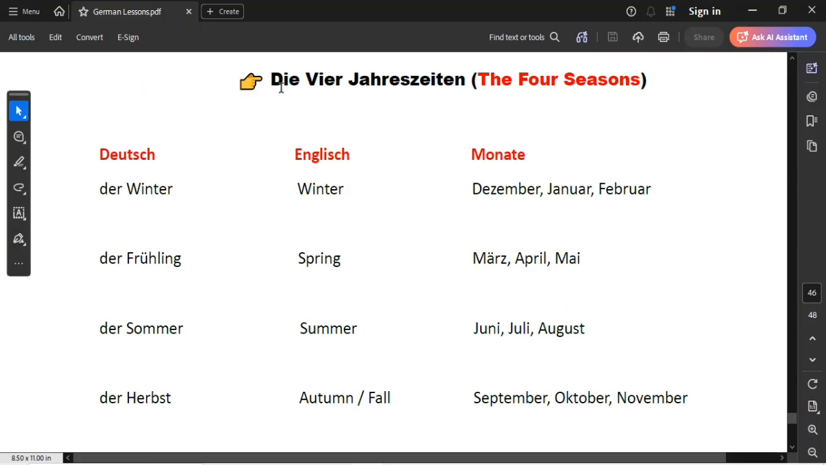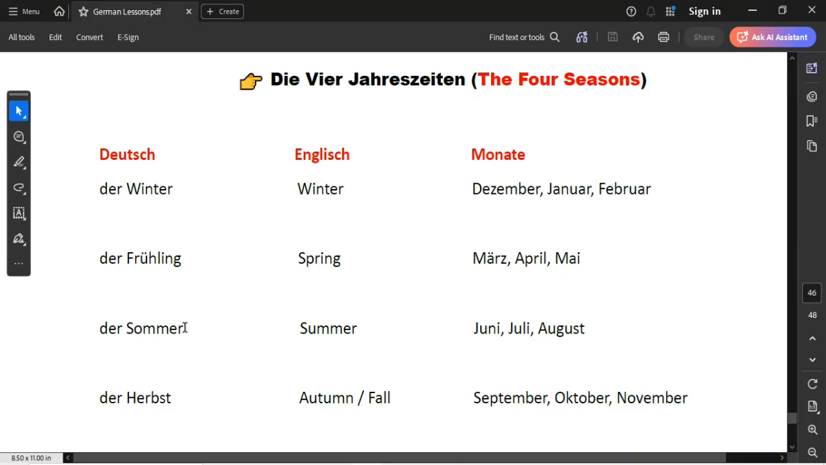Now, I want us to go ahead and look at the 4 Jahreszeiten, the 4 seasons, and I'll start with der Winter, which in English is winter, and Monate, which is months. Winter is experienced in the months of December, January and February. Now from there, let us look at the next season, which is der Frühling, which in English is spring, and Monate, which are months. So Frühling is experienced in the months of März, April and May.